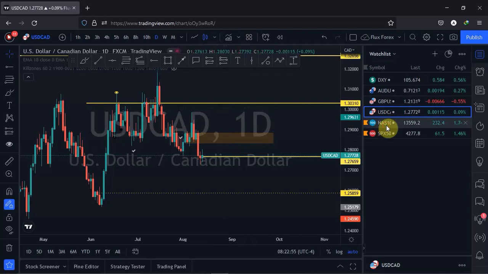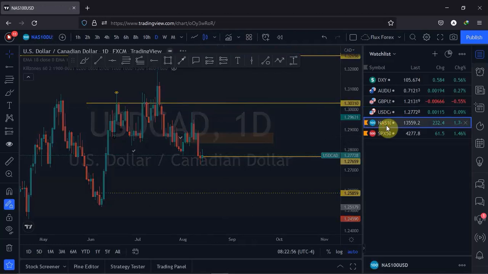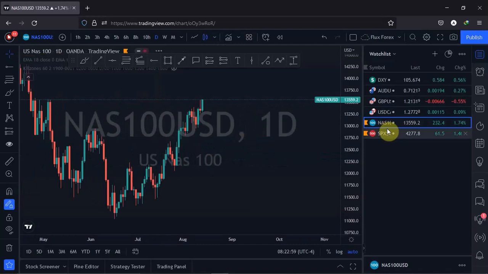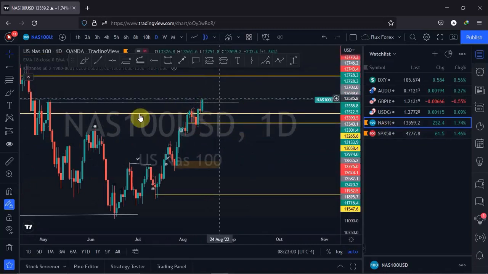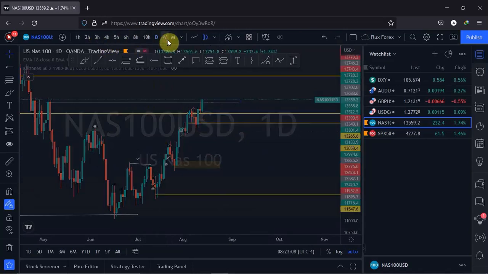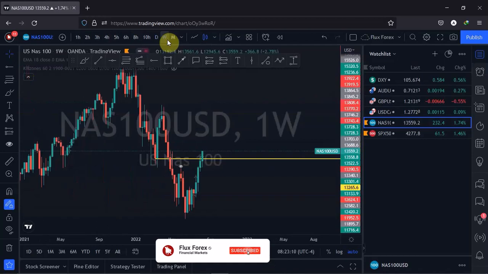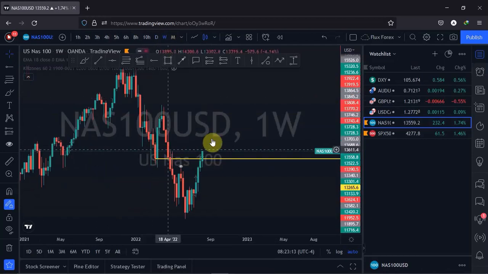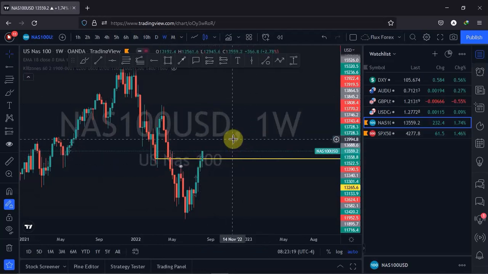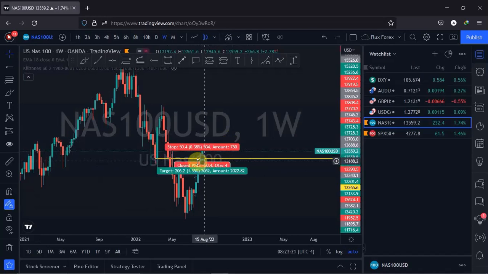But let's look at what is happening on NAS 100. Let's look at what is happening on Nasdaq. So for Nasdaq, we are still seeing a push to the upside. Nasdaq is still looking bullish for me. So going into next week, I'll be looking for bullish prices on Nasdaq.